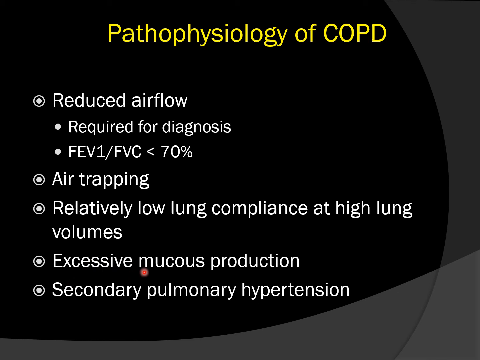COPD patients have excessive mucus production, and pathologically they have excessive goblet cell and mucus gland formation, making all of that mucus. And they can get secondary pulmonary hypertension. The most common mechanism of that is called hypoxic pulmonary vasoconstriction. They're so chronically hypoxic that the pulmonary vascular bed squeezes down the pulmonary arterioles to raise the pressure in response to hypoxia. It's actually the natural response to hypoxia. It's just very exaggerated in patients with COPD.